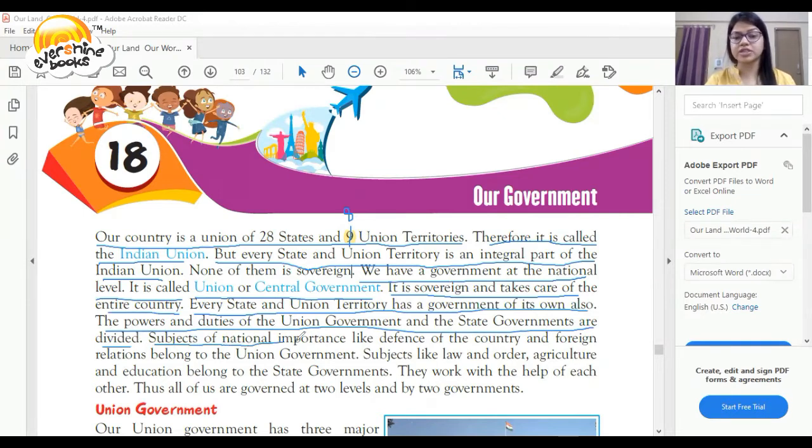Subjects of national importance like defense of the country and foreign relations belong to the union government. Defense, the army, navy and air force, all of these come under the central union government, and foreign relations also come under the union government. Subjects like law and order, agriculture and education belong to the state government.